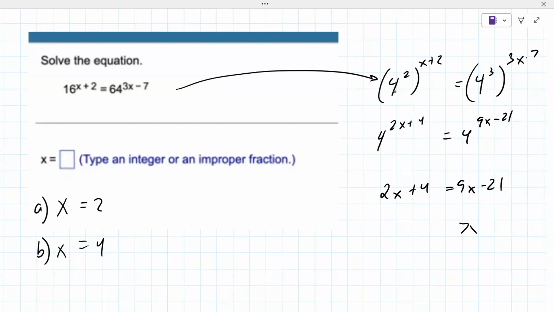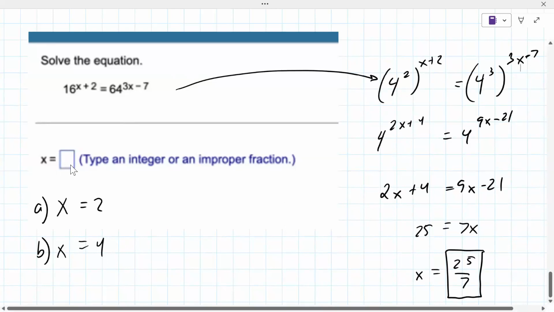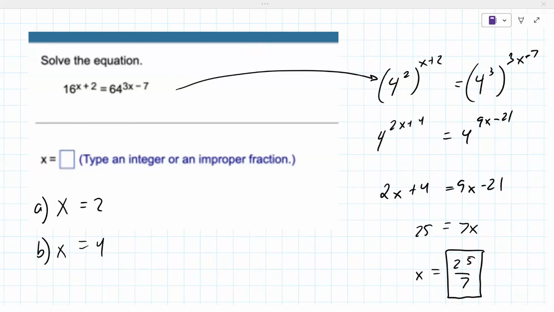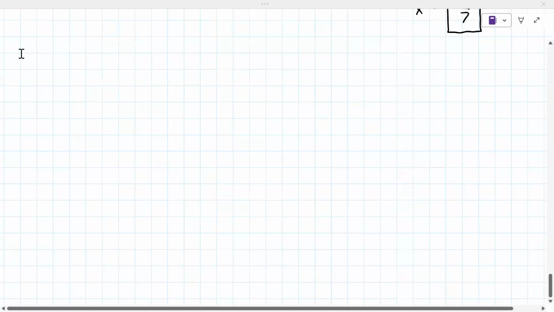so this ends up being 25 over 7. Let's give that a try, please. Let me know if there's an issue with that. No, that one was right. Okay, so again, you would just try whatever the answers are.